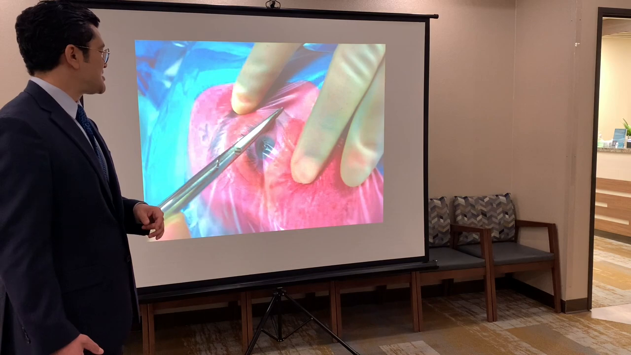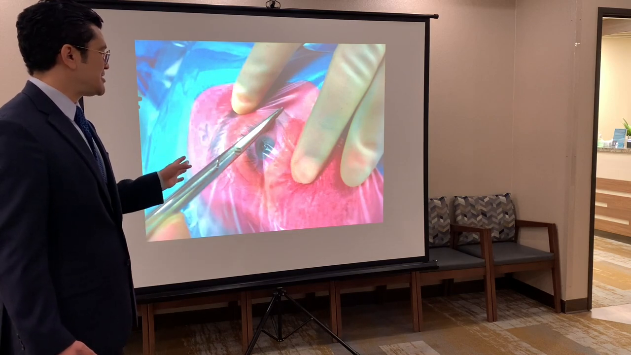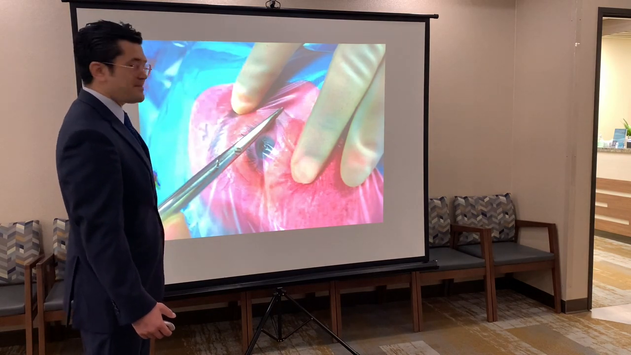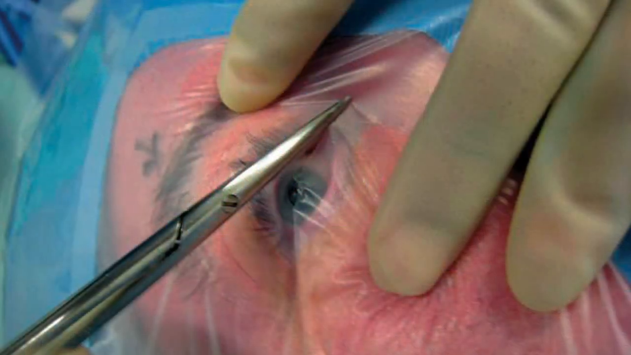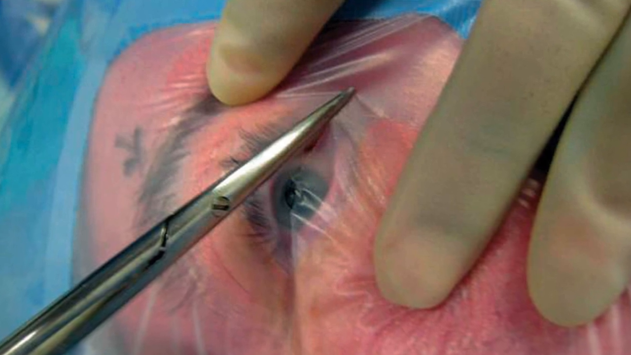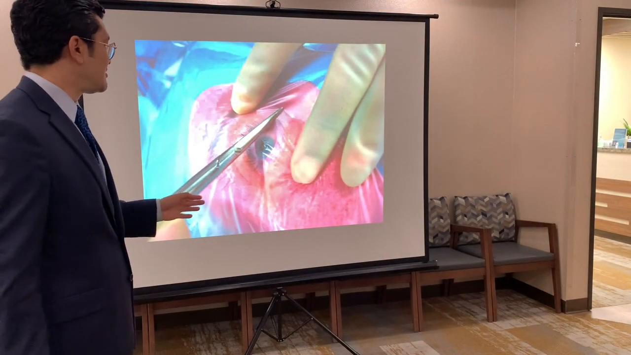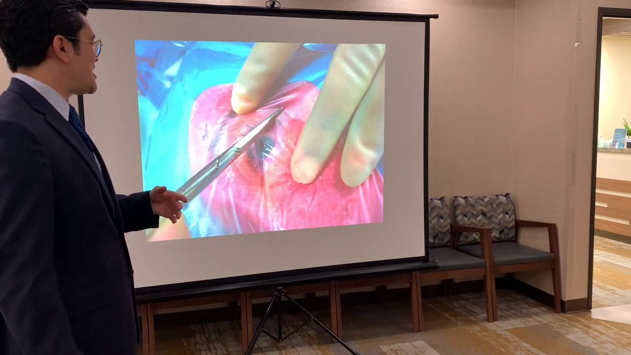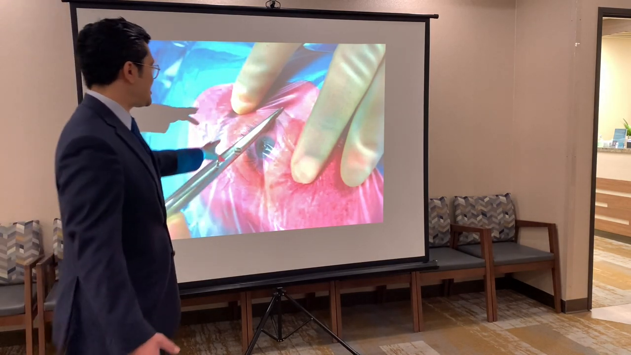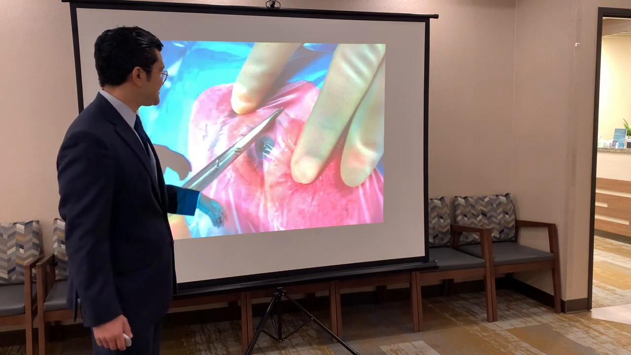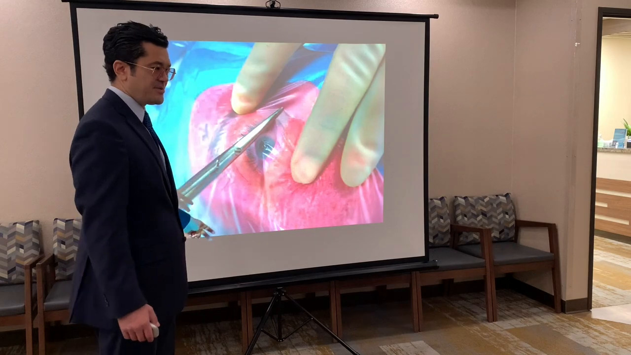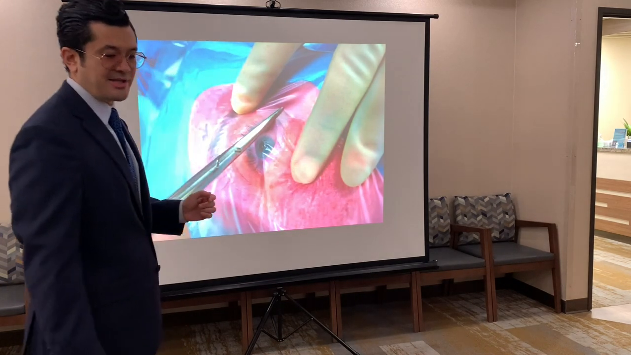Next, you can see here what's going on. This is not our patient, but a stock image. We take some drapes, the blue drapes, and we put them around the patient. That keeps everything sterile. It keeps the oxygen nasal cannula out of the way, and it ensures that the surgical space is sterile. Some drapes like this one don't have an opening, so we use scissors to open up the center plastic.